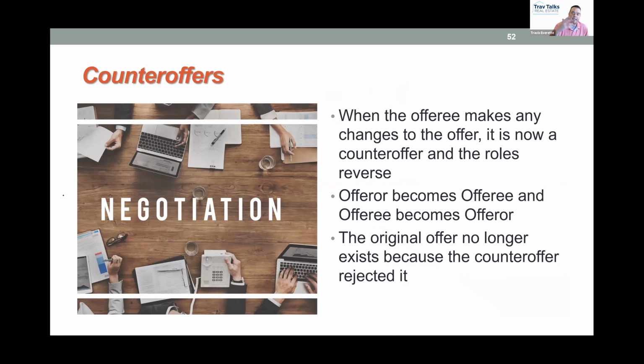Okay. Counter offers: any change is a counter offer. It also changes the roles. The offeror becomes the offeree. The original offer is gone. It was obliterated by the counter offer itself. I think everybody's probably okay with that now.